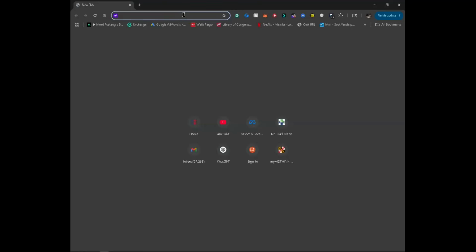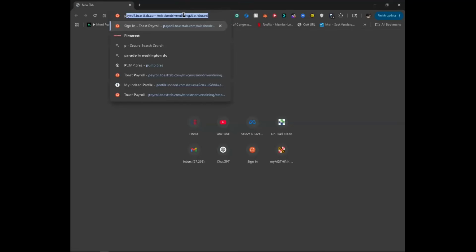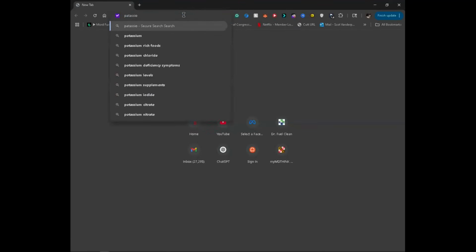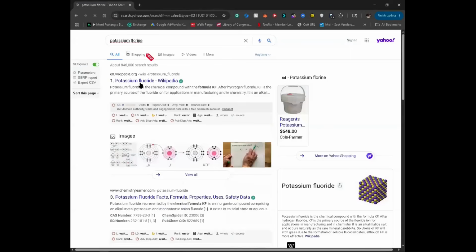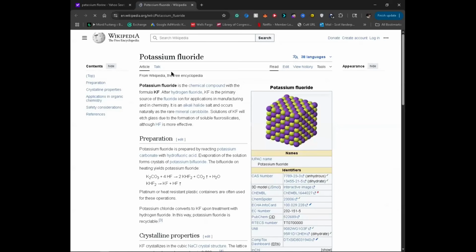I'm just gonna search it. We'll see. Or maybe it's potassium fluorine. Maybe, I don't know. Potassium fluor... There it is. Boom. Potassium fluoride. There it is. Potassium fluoride is the chemical compound with the formula KF. And look at that.